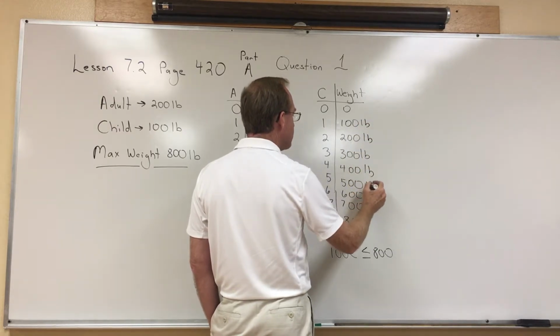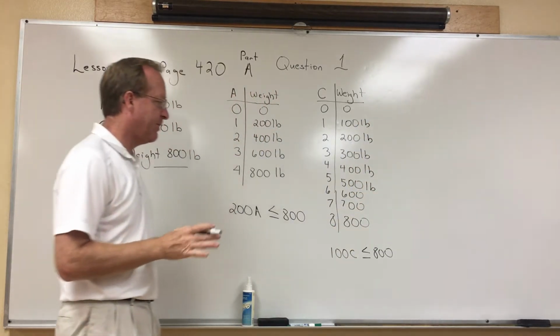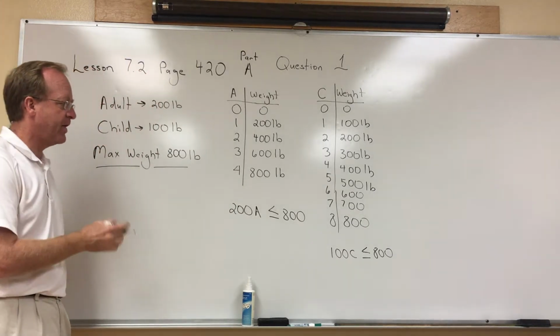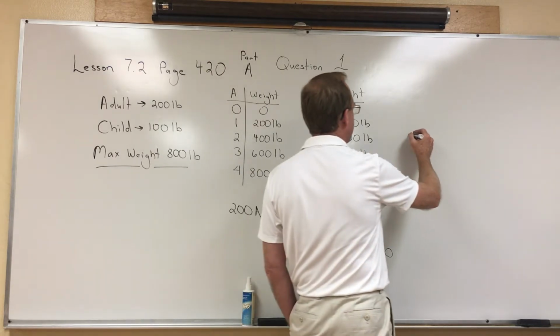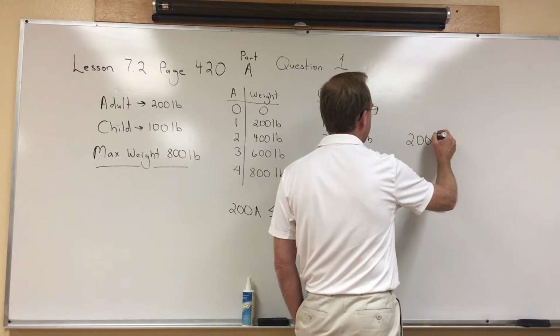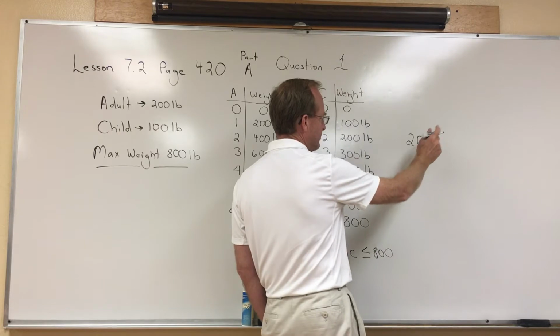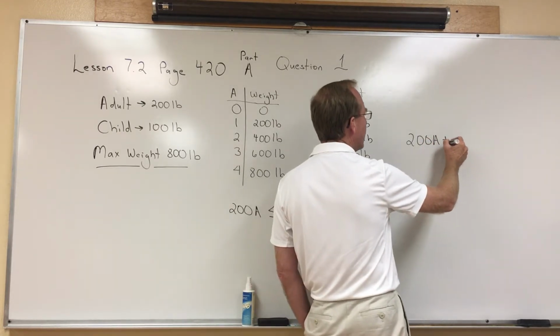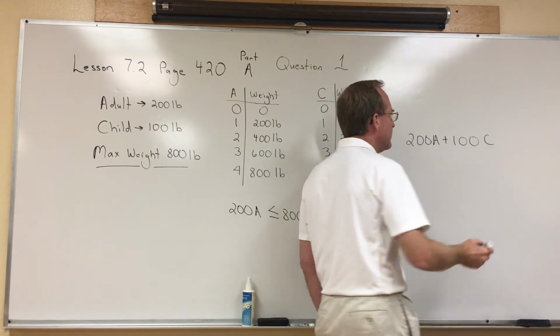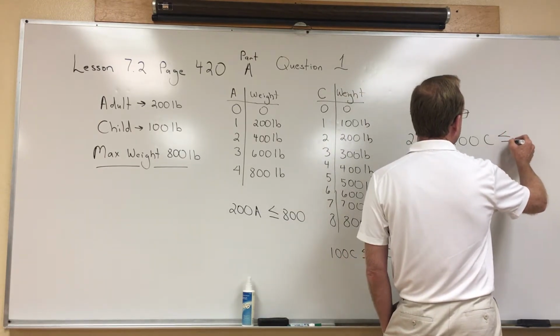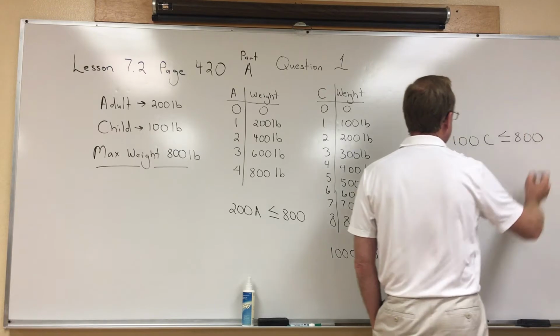Now, you can also do combinations. And so let's think about what the combination would look like if we were to write that as an inequality. It would look like 200A, so there's our adults, and you put in the number of adults, plus 100C, we'll say C for child, is equal to or less than 800. So we could do some combinations.